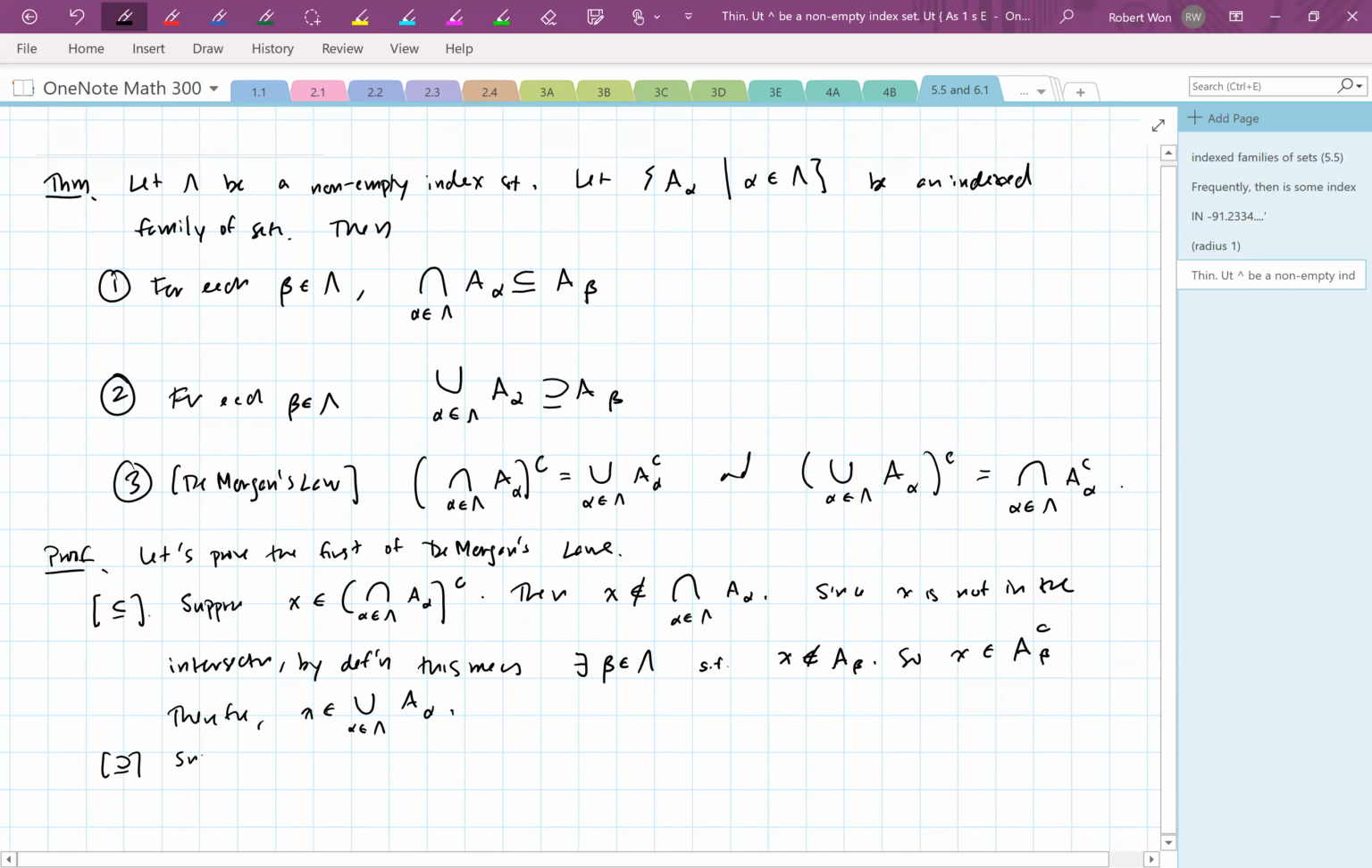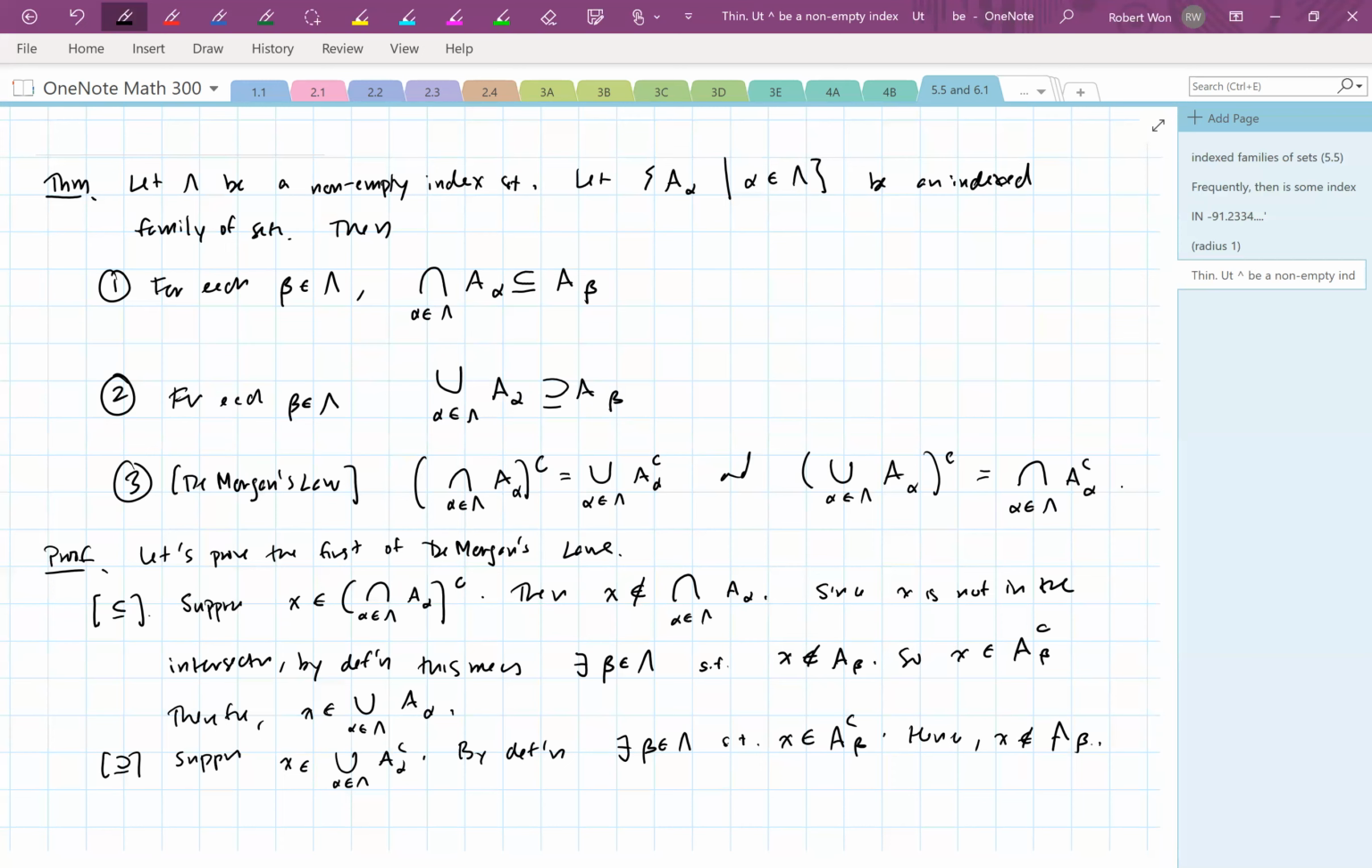For the reverse inclusion, let's suppose that x is in the right-hand side. So x is in the union of the complements. Right, by definition of the union, this means that there exists some beta such that x is actually in A beta complement. If it's in the union, it means it's in one of them, at least. Hence, x is not in A beta, because that's the definition of the complement. Since x is not in A beta, it means it can't be in the entire intersection, because the entire intersection consists of those elements that are in every single one of them. x is not in this single one of them.